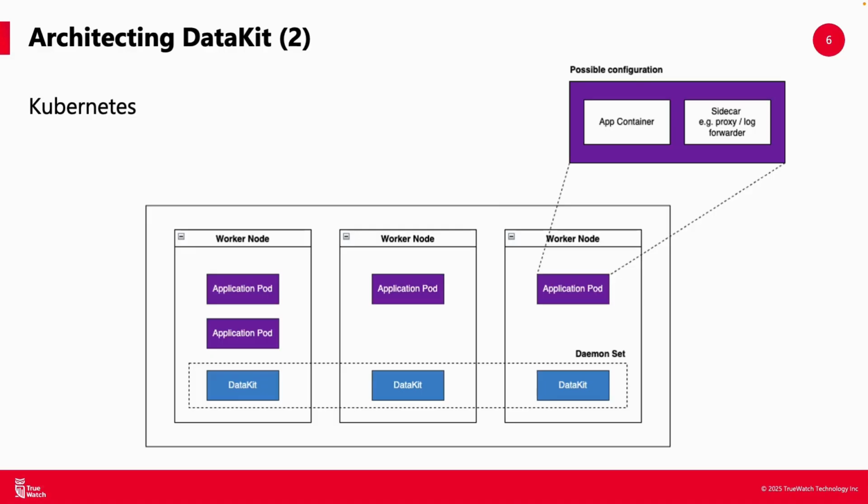In a Kubernetes cluster, DataKit is typically deployed as a daemon set. That means that there's one DataKit pod running on each node in a cluster. Each agent collects metrics locally and sends them to TrueWatch via the dataway URL. This approach provides full visibility across pods and nodes and automatically scales with the cluster.